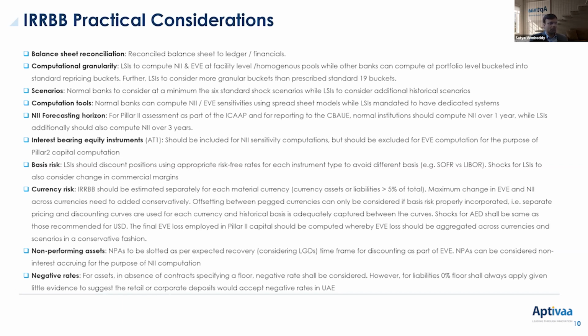And currency risk we just talked about in terms of materiality and aggregation, conservative aggregation across shocks. And specifically from a shocks perspective, banks can consider for AED the same shocks as USD, given it is a pegged currency. But specifically, CBUAE has given permission to offset risk between pegged currencies, specifically AED and USD, if the banks have considered the basis risk in their computations. That means if they have sufficiently differentiated the discounting basis for instruments priced using different rate curves. If that is demonstrated, then banks can consider offsetting between pegged currencies. Otherwise, no offsetting is permitted.